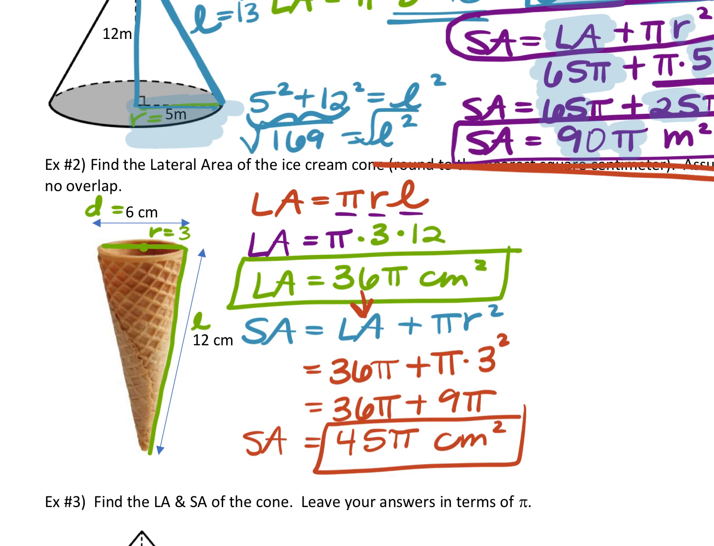Do you know why it's not plus 2b this time? Because it's not 2 bases. It's 1 base. You have 1 circle base, right? This is your b.